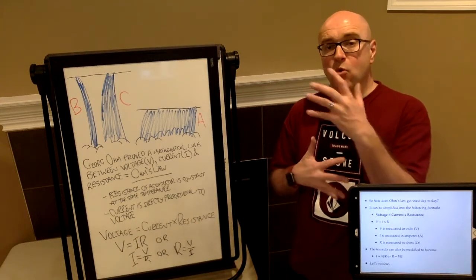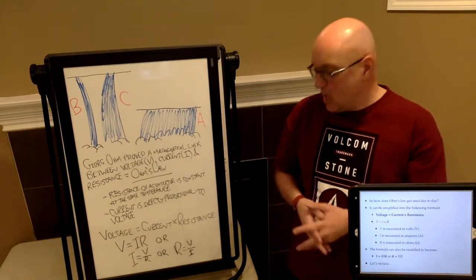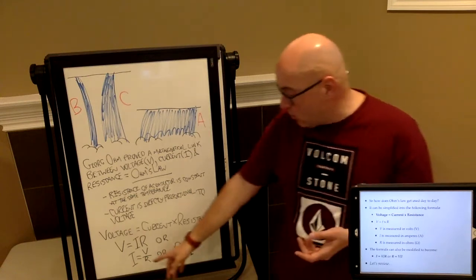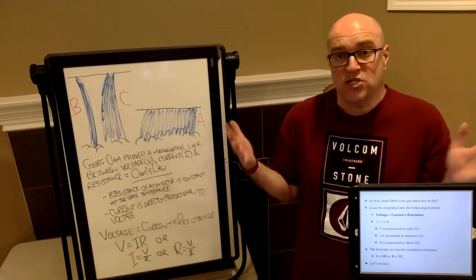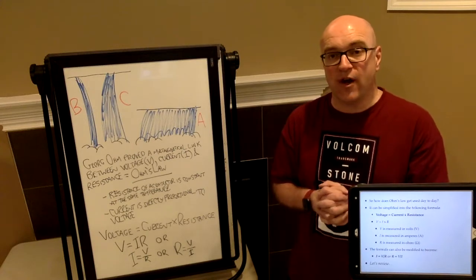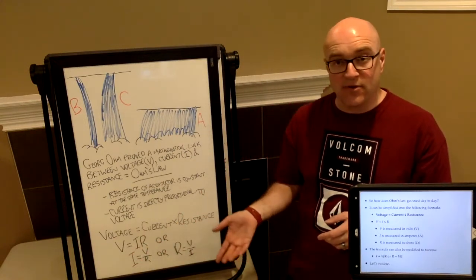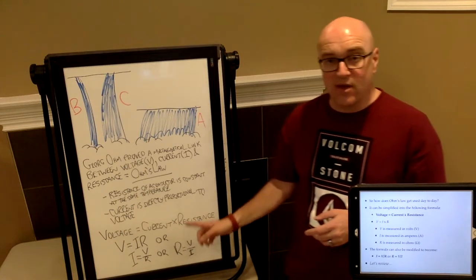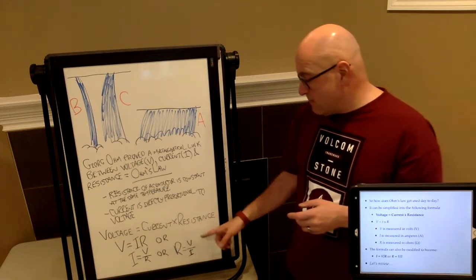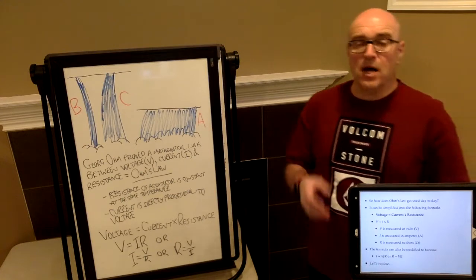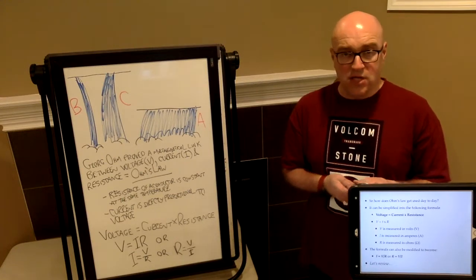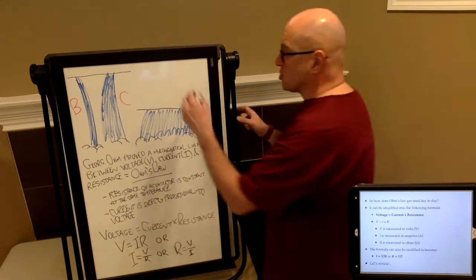Now you can rework this equation into two other equations. It's the same equation, you're just moving your variables around. You could also say that current is equal to voltage divided by resistance, or you could say resistance is voltage divided by current. Now, a lot of people have trouble rearranging equations. So I'm going to show you a little trick.